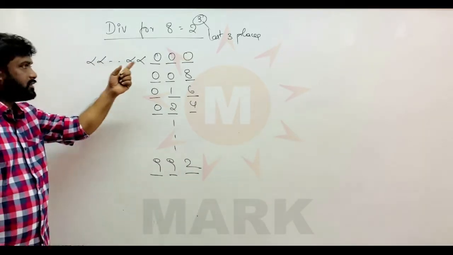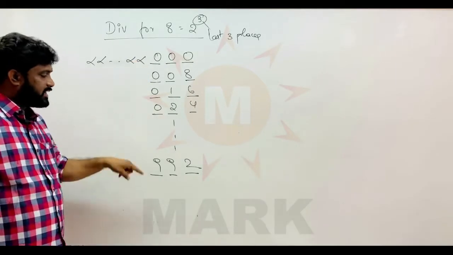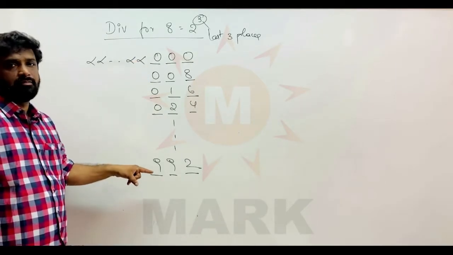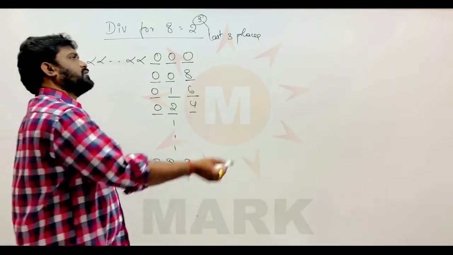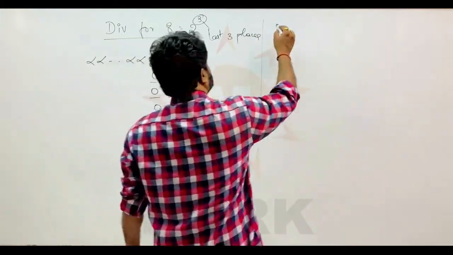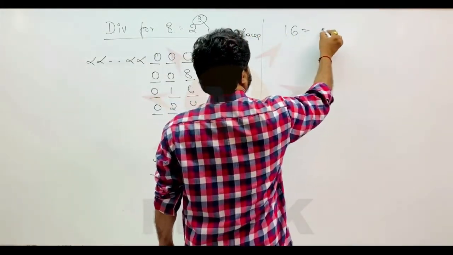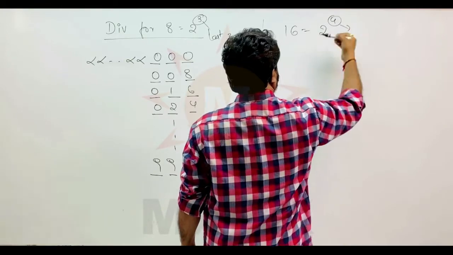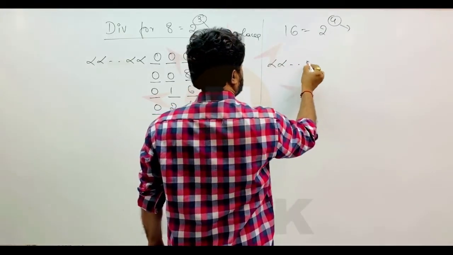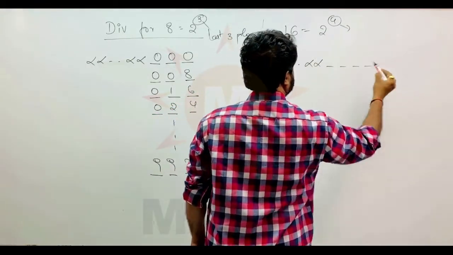Okay, the last 3 digits can be zeros, or any 3-digit number that is divisible by 8. The same thing goes for 16 also. So, the divisibility rule for 16. 16 I can write as 2 power 4. That means 4 places. So any size number you take, the last 4 digits will decide.